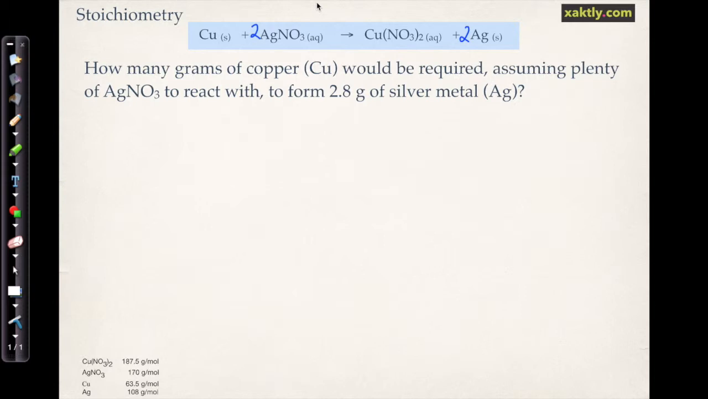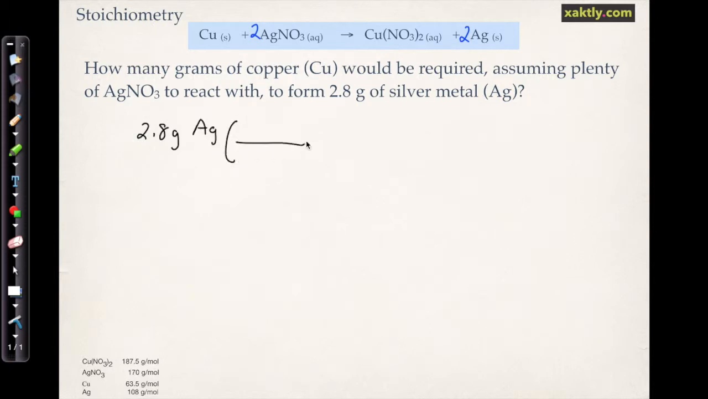Now this problem is asking us how much starting material would we need in order to produce 2.8 grams of silver metal. And it's even better than that because it's allowing us to have an excess of silver nitrate to begin with. So we really only need to determine the number of grams of copper we need to start. We do that by starting with what we know. We have 2.8 grams of silver metal.